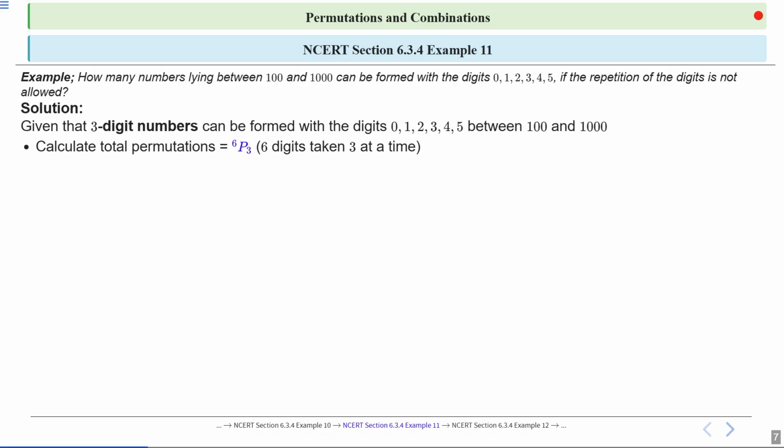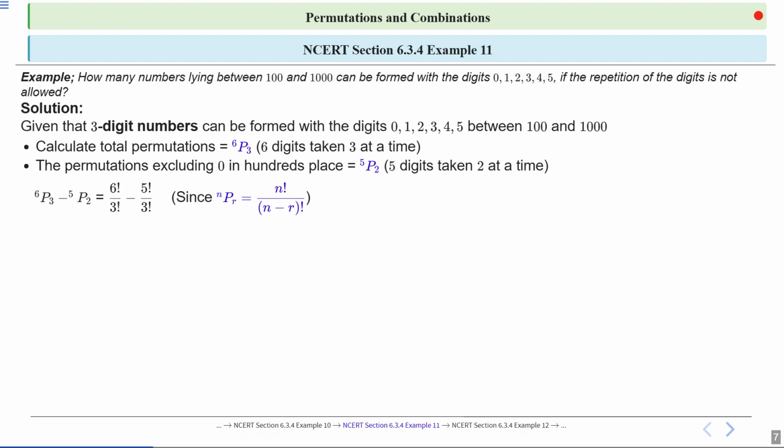Now calculate the total permutations. So 6P3, this means 6 digits taken 3 at a time. This includes permutations with 0 in the hundreds place, so we need to exclude those. Here we need to pay attention that 0 cannot come in the hundreds place. Therefore, we will calculate permutations 5P2, meaning we need to arrange 2 digits from 5 digits.